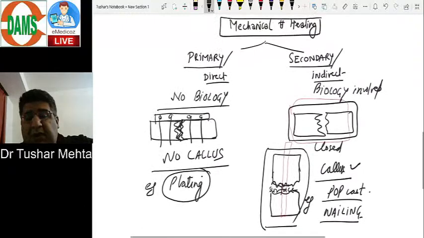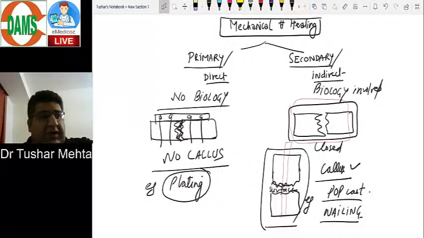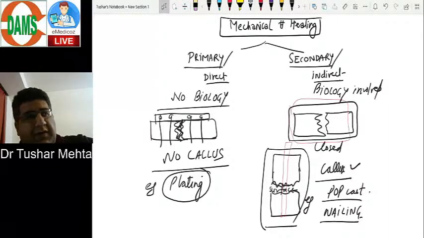There's a primary healing, there's a secondary healing. Do we understand this? Someone may argue about that, but this is the basic fundamental of primary and secondary healing. In secondary healing, I'll give an anecdote: we fix a fracture with a nail or we apply a POP cast. Whenever we come out of the OT, you can understand it like this.